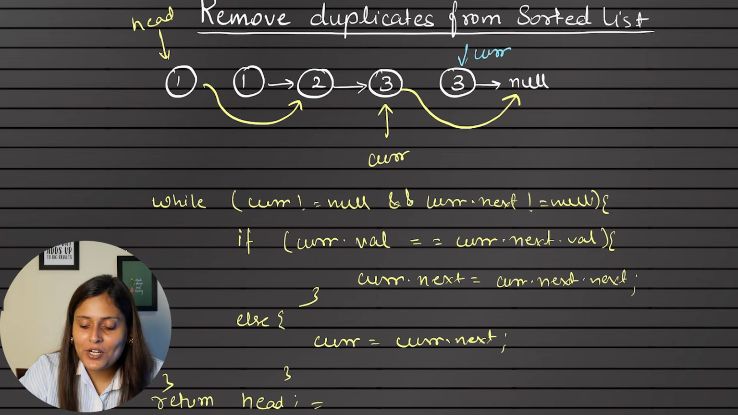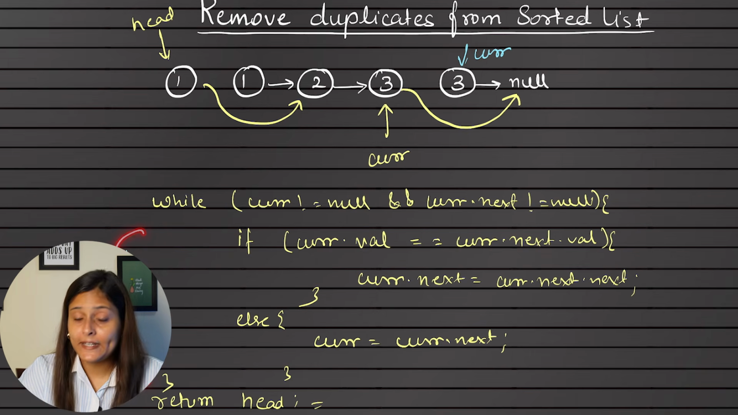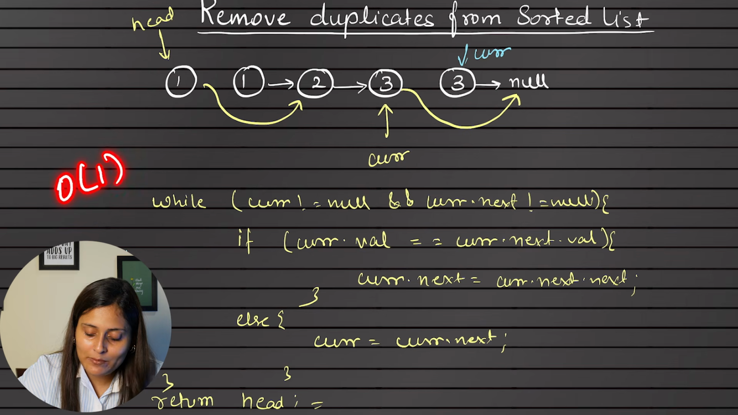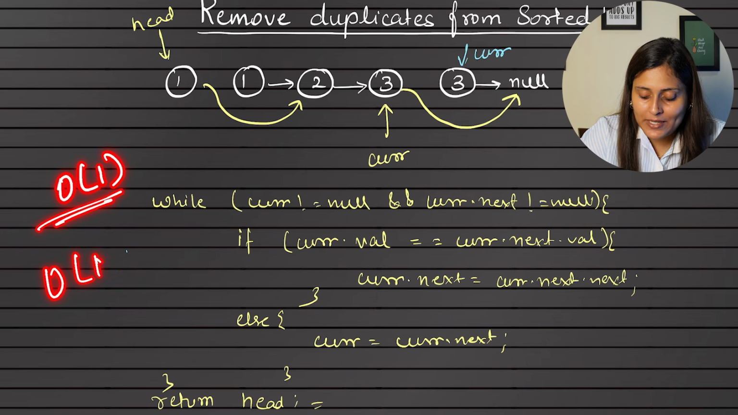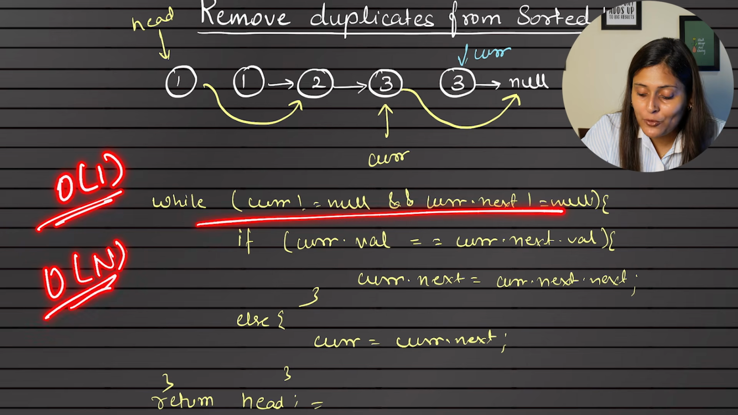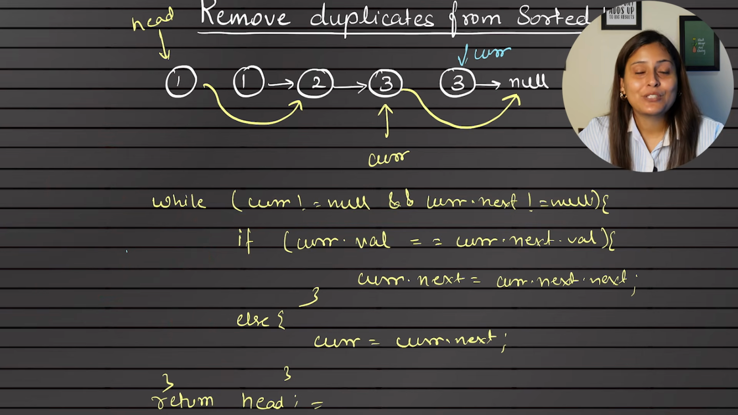And that's it. So what's the space complexity? We have not created any space. So space complexity is constant and time complexity is O of n. Why? Because we have only iterated one time. So this is the best and optimized code for this solution.